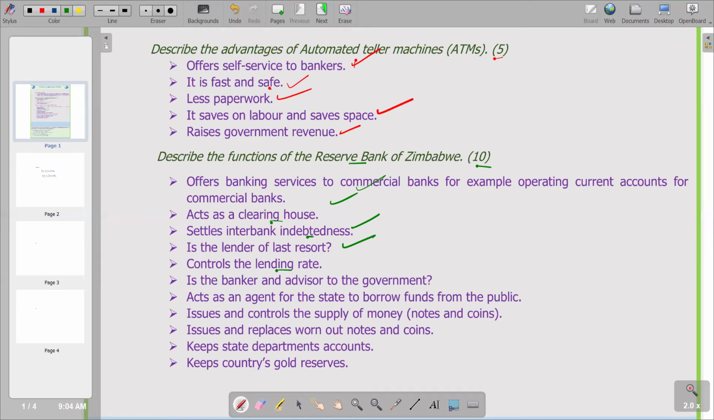So in other words, we are saying it sets the level of the lending rate. If you try to briefly explain it, the lending rate becomes the cost of borrowing money. So this is the point that we have.